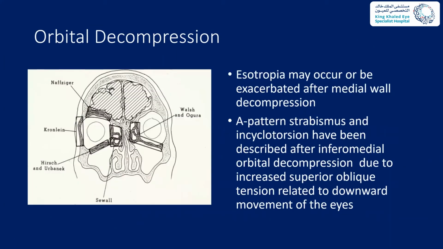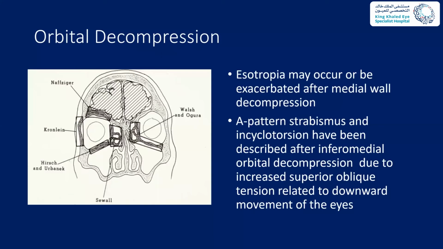Different approaches have been utilized for orbital decompression. Probably the most common are the medial and inferior orbital wall decompressions. Esotropia may occur and be exacerbated after a medial wall decompression. And A-pattern strabismus and excyclotorsion have been described after inferomedial orbital decompression due to increased superior oblique tension related to downward movement of the eyes.